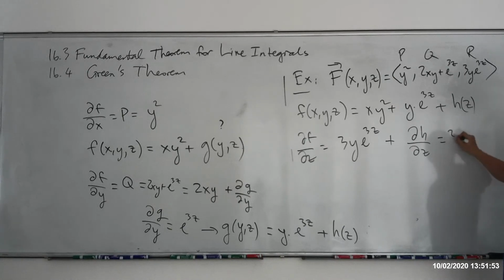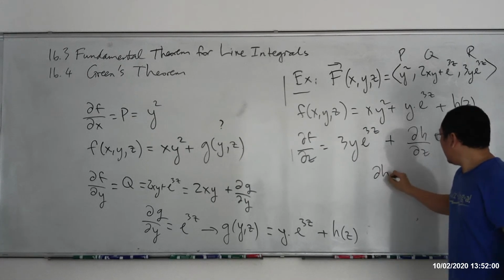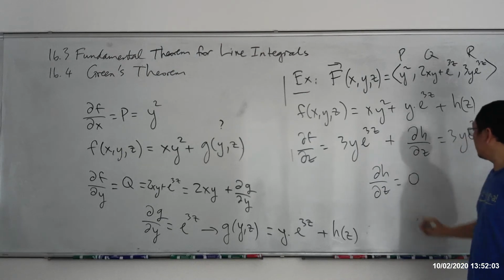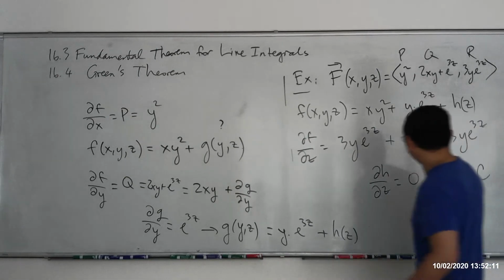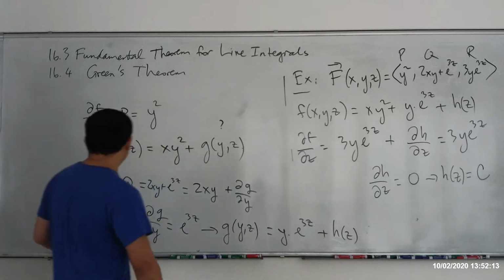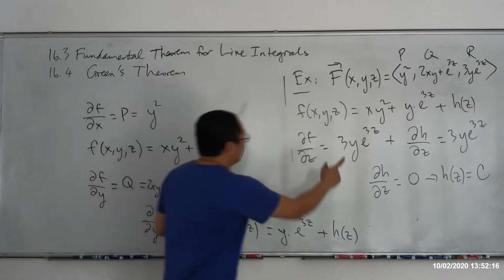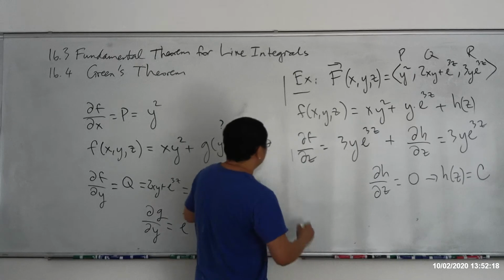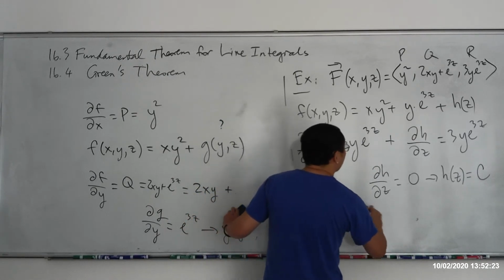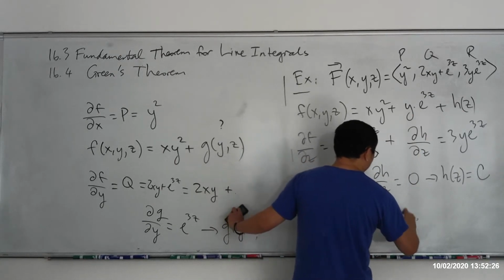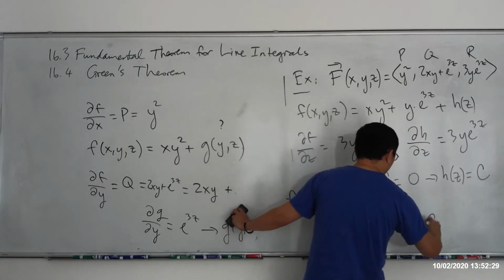And this is equal to 3y e to the 3z. Last part right here. Now double check the algebra. Should be right. So dh over dz has to be equal to 0 this time. So h of z has to be a constant. Let's write c for constant. So my final answer for the problem is f of x, y, z is going to be equal to xy squared plus y e to the 3z plus a constant.